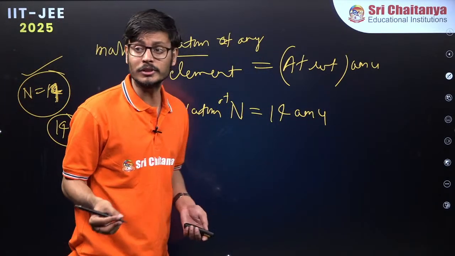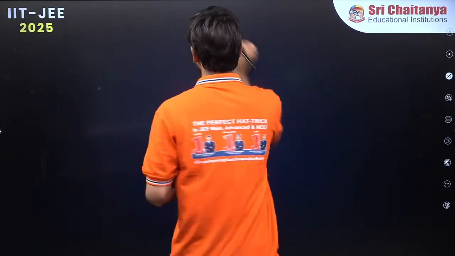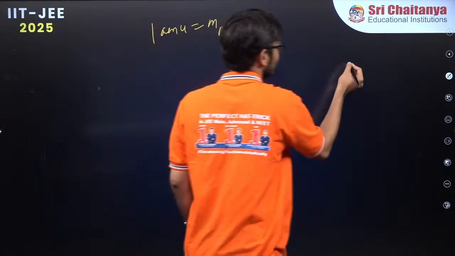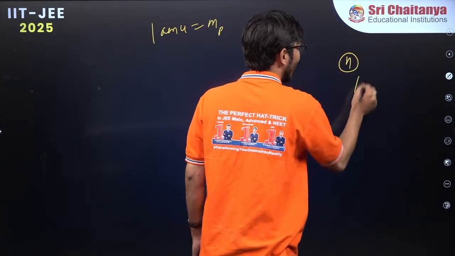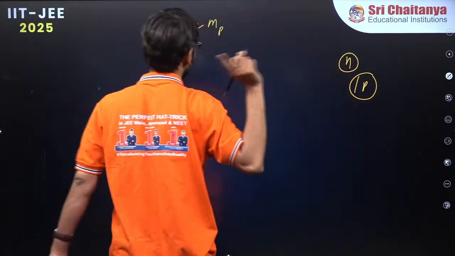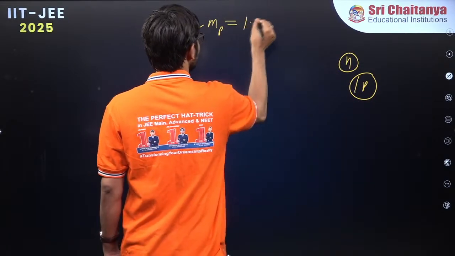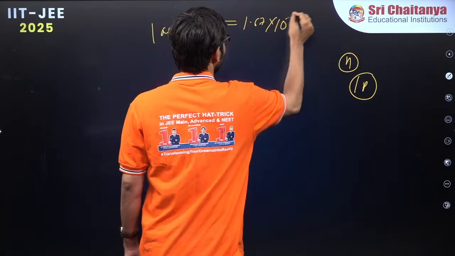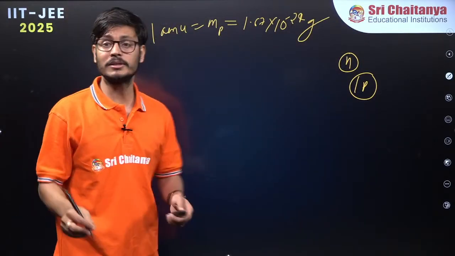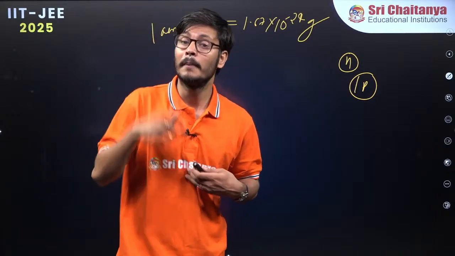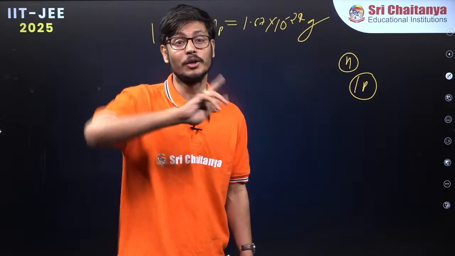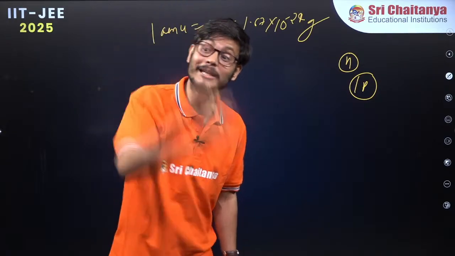And what is 1 AMU, sir? 1 AMU is nothing but the mass of a proton, because the simplest atom we have is hydrogen, and hydrogen contains only one proton. Hydrogen, protium, not deuterium. Mass of proton is equal to 1.67 into 10 to the power minus 24 grams. This is how we define atomic mass. Atomic weight is a dimensionless, unitless quantity, because it is a relative mass concept.